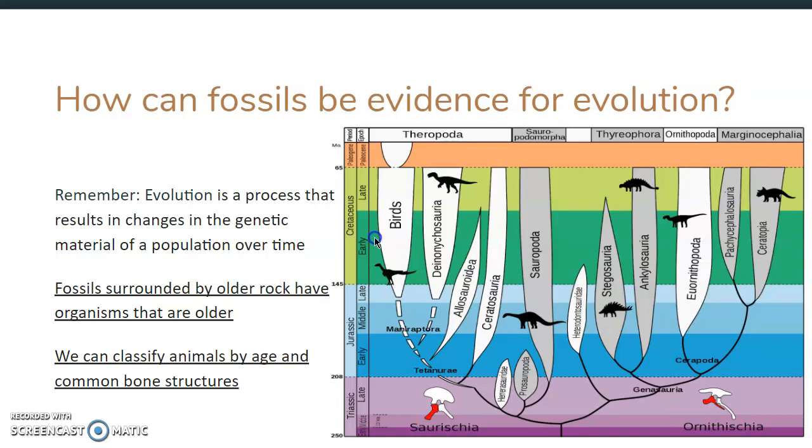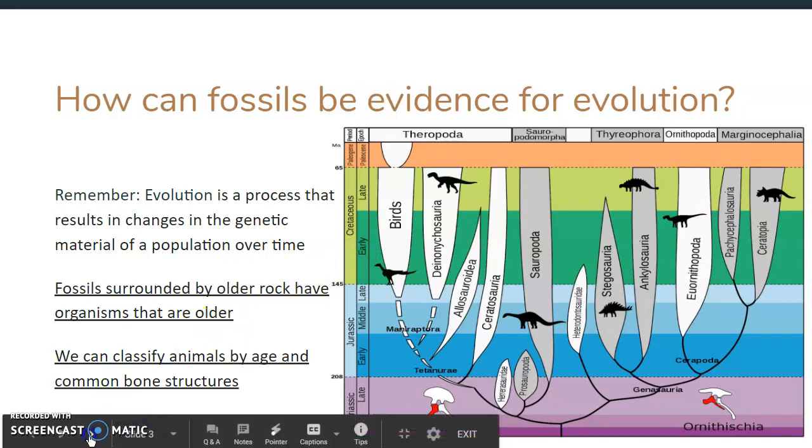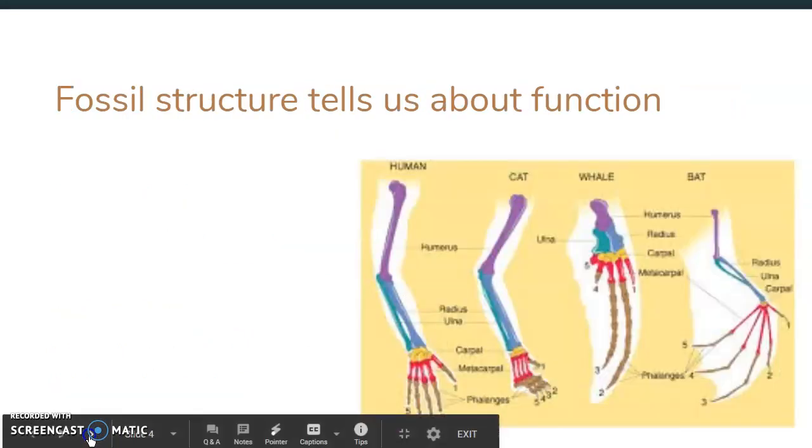And maybe even because the rocks that we found them in were about the same age. So another important thing as we are trying to find some evidence for evolution is that fossil structure tells us about function. So important thing to remember is structure determines function.